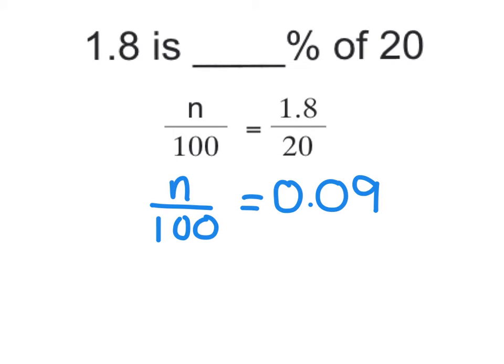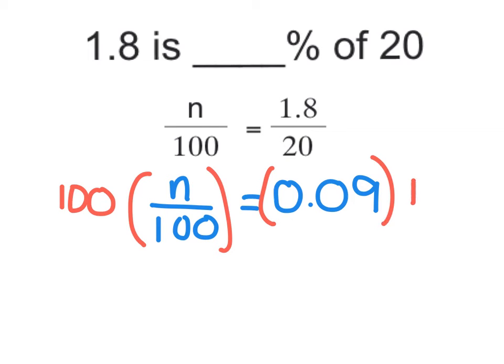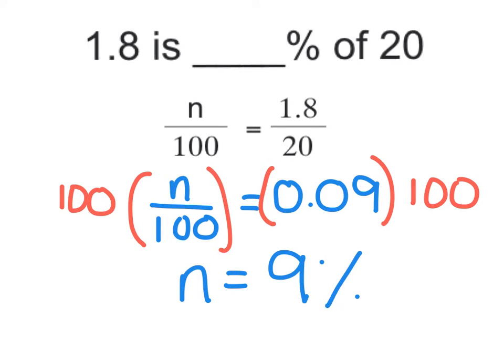To isolate the variable n, I need to perform the inverse operation. So the inverse of dividing by 100 is multiplying by 100. I need to do the same operation on each side to make sure that my equation stays balanced. When I multiply each side by 100, n is 9%. So 1 8/10 is 9% of 20.